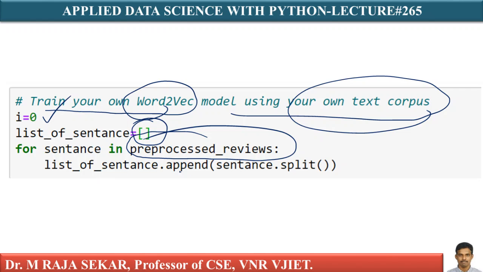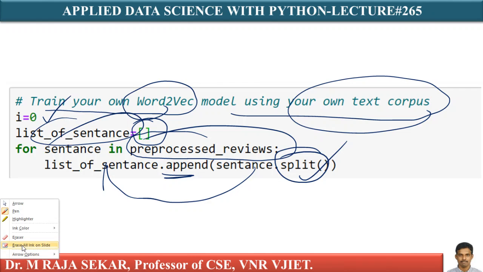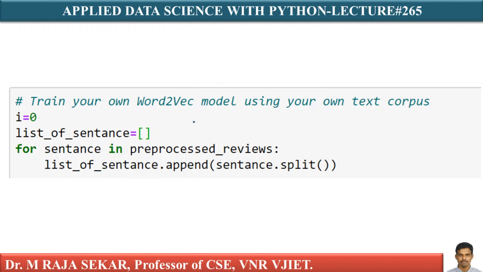What am I doing? I am appending these words to split. We already discussed that split means it will split into words. I am appending each word into this list, which is known as list_of_sentences. Means I can have words in this particular list. Now I can build Word2vec for this one.